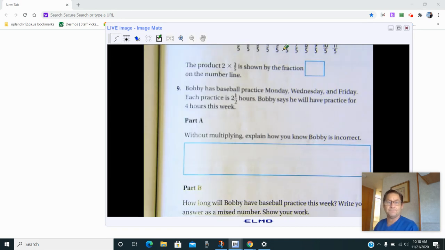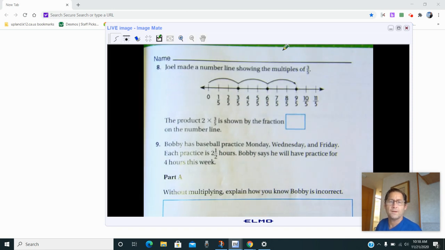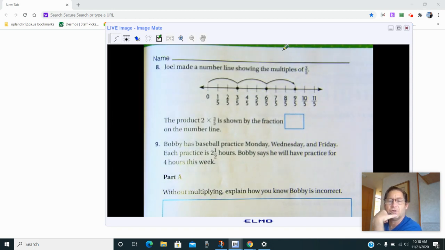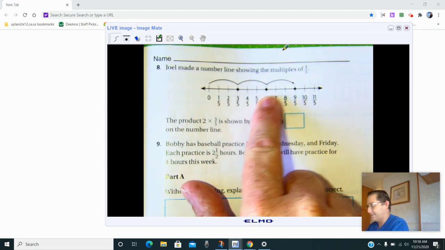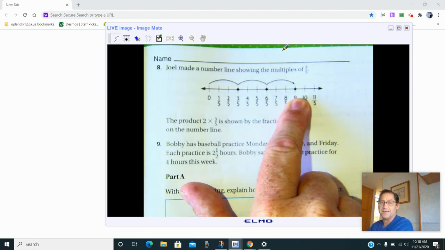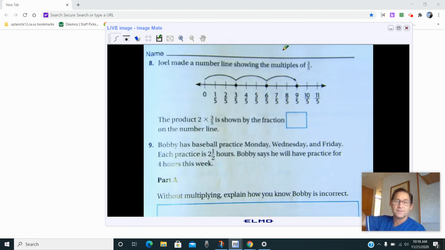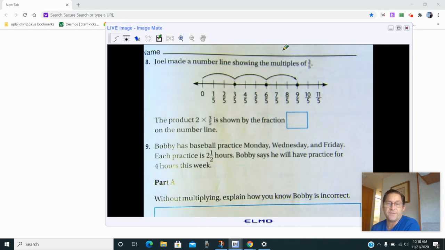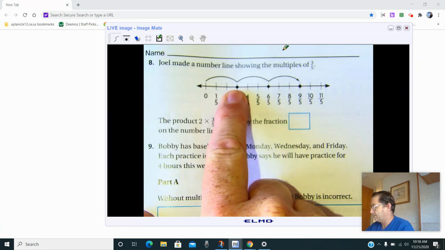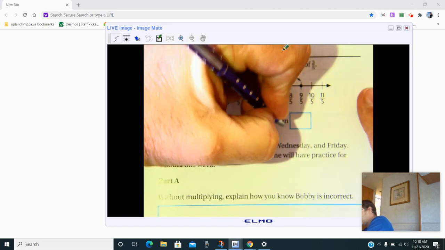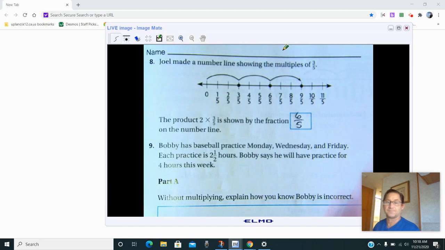Number 8. Joel made a number line showing the multiples of 3/5. Okay, so I see 3/5, 6/5, 9/5. So 3, 6, 9. All right, so that's fine. The product 2 times 3/5 is shown by the fraction blank on the number line. So what is 2 sets of the 3/5? 1, 2. So 6/5.